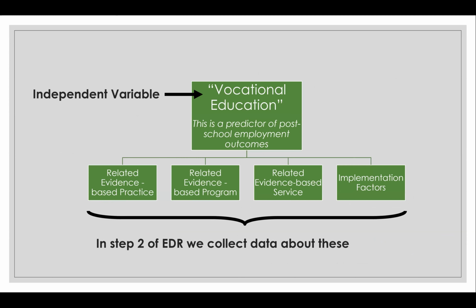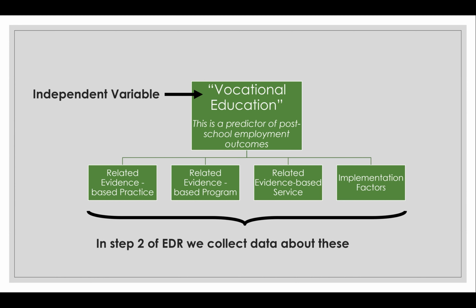So for example, vocational education is a predictor of post-school outcomes, right? That's an overarching domain of practices, programs, and services. So underneath vocational education, there are a myriad of practices, programs, services, and implementation factors that influence that, right?